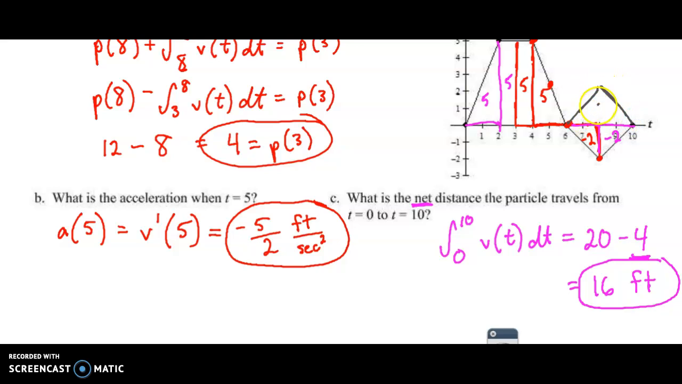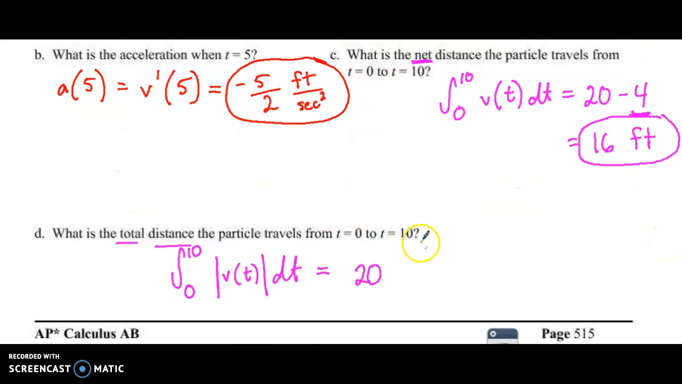And so now this area right here is positive 4. So it makes sense that the total distance would be 20 plus 4. I'm trying to explain why this is absolute value. Anyway, the final answer there is 24 feet.